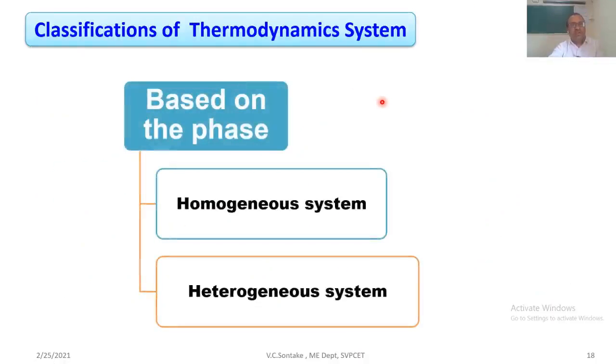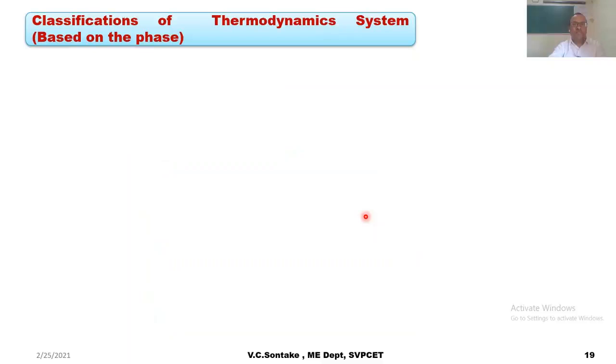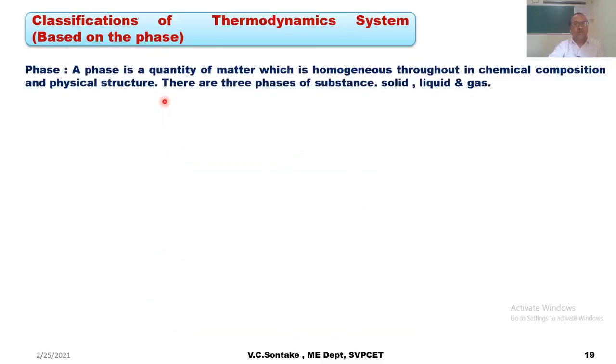Now, further classification of thermodynamic systems is based on the phase. Based on the phase they are classified as homogeneous system and heterogeneous system. So first let us define phase. A phase is a quantity of matter which is homogeneous throughout in chemical composition and physical structure. There are three phases of substance: solid, liquid and gas. A fourth phase is also there, plasma, but it is not worth considering that phase.